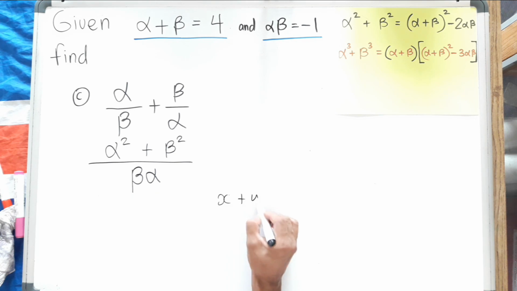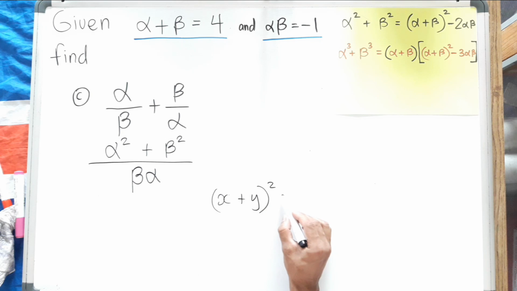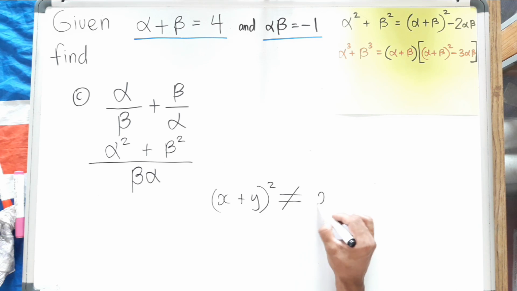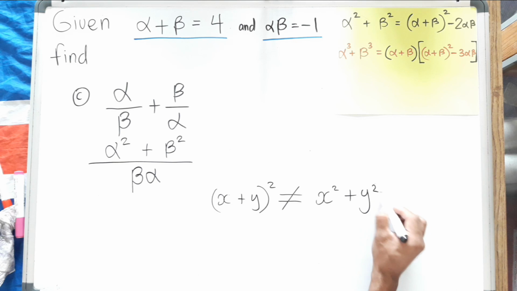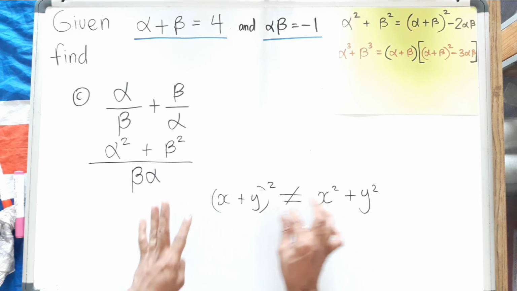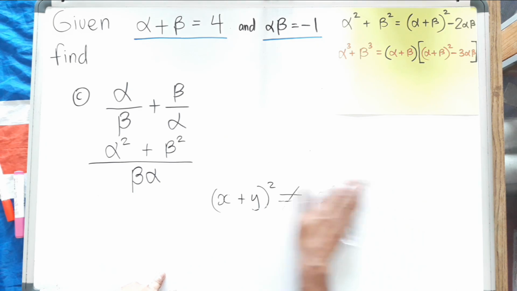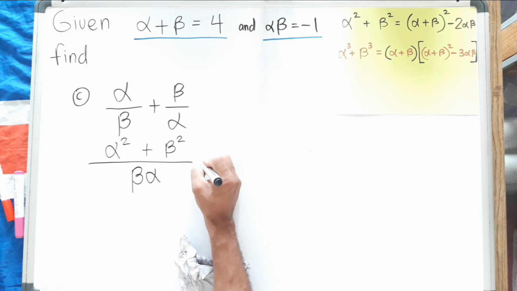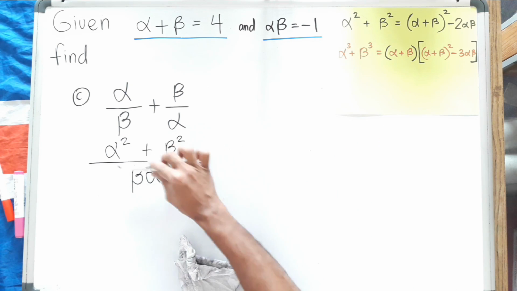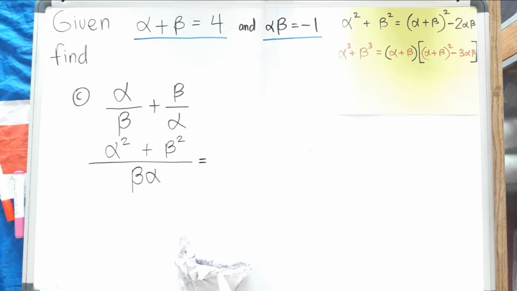x plus y squared is not the same thing as x squared plus y squared. Your brain might tell you that, hey, let's square everybody inside here, but that's completely wrong in maths. We know x plus y squared is x plus y multiplied by another x plus y. And I'm telling you, if you multiply this out, you will not get x squared plus y squared. So, how do we figure out this expression? Luckily, we have this equation.